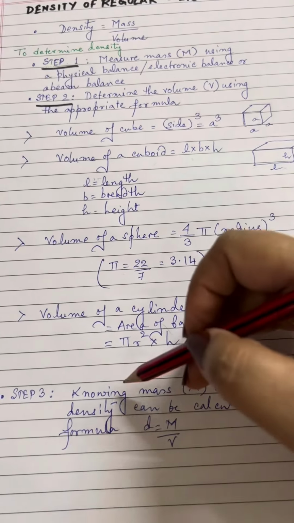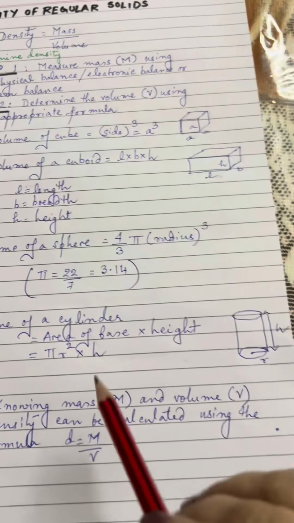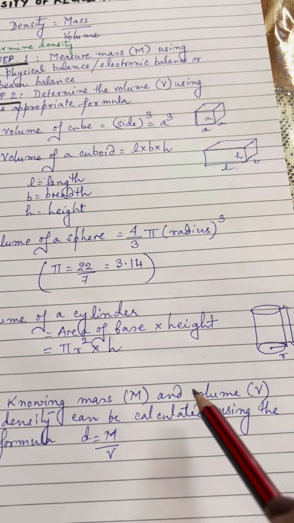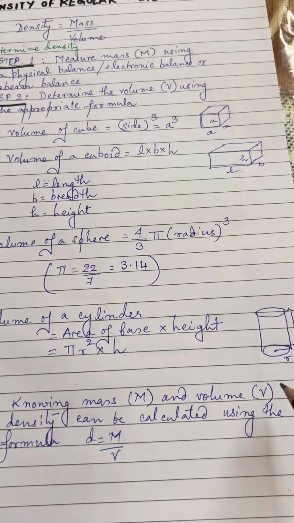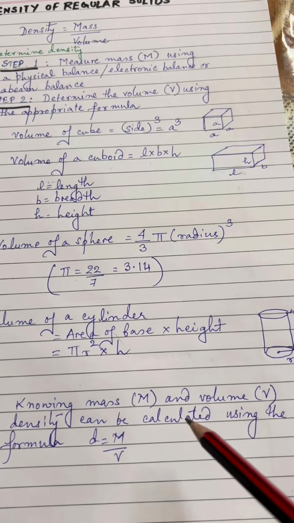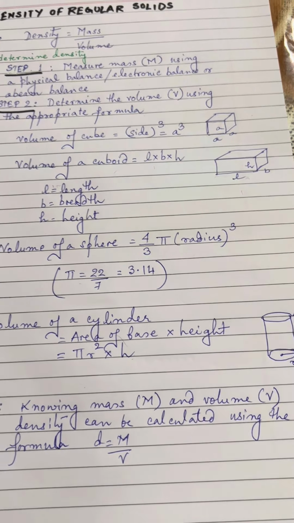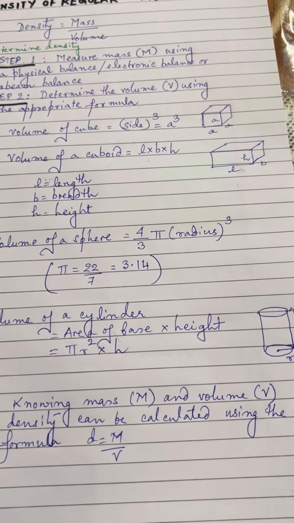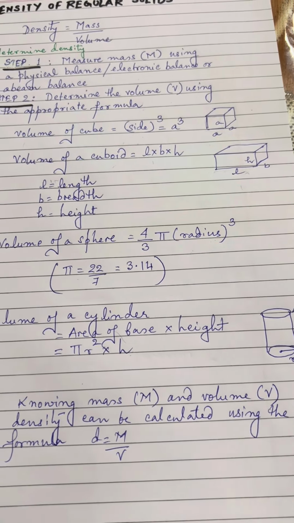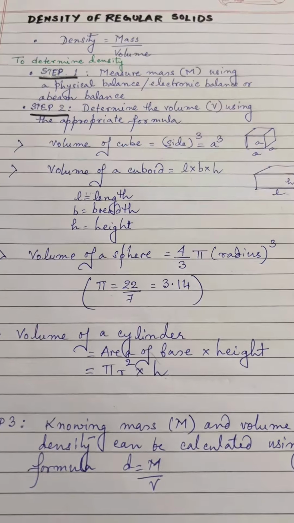So, now comes step 3. Knowing the mass m and also knowing the volume V, now we can calculate the density using the formula density is equal to mass per unit volume, or D is equal to m by V.